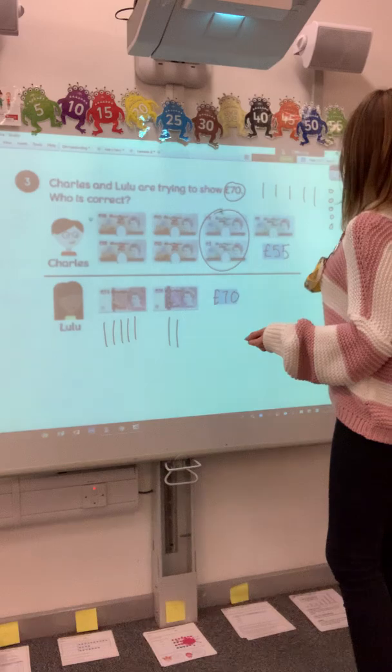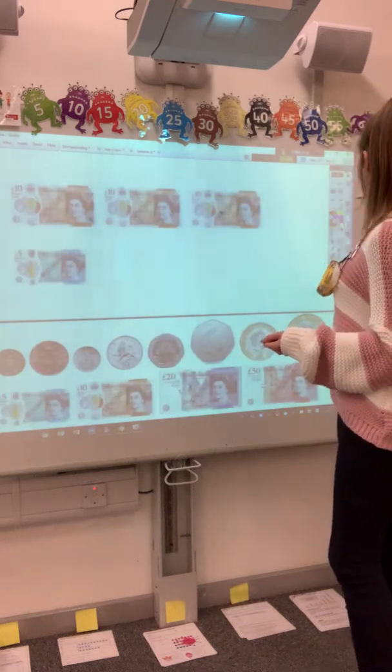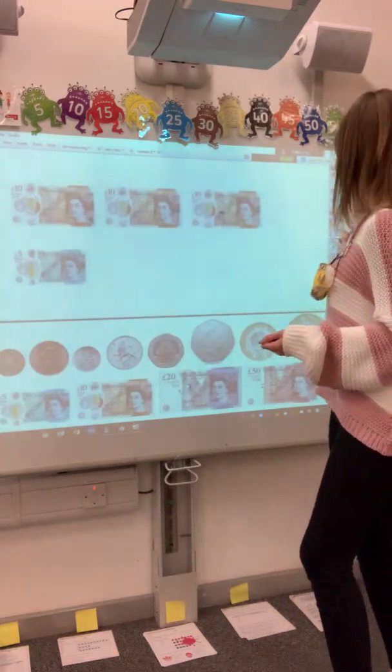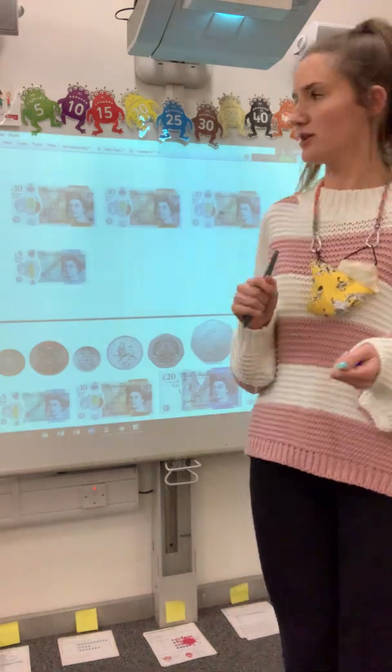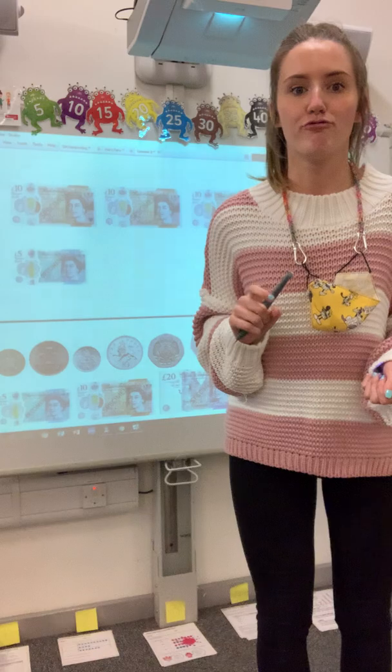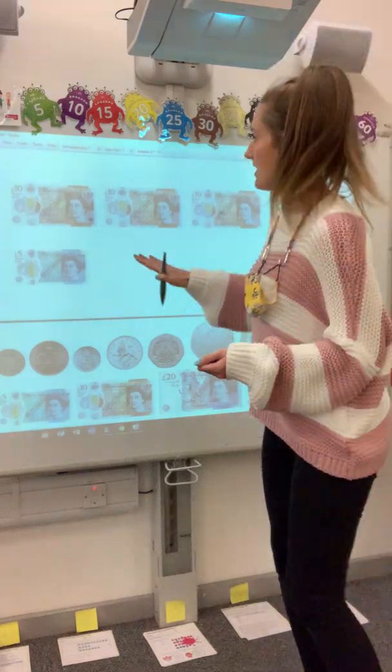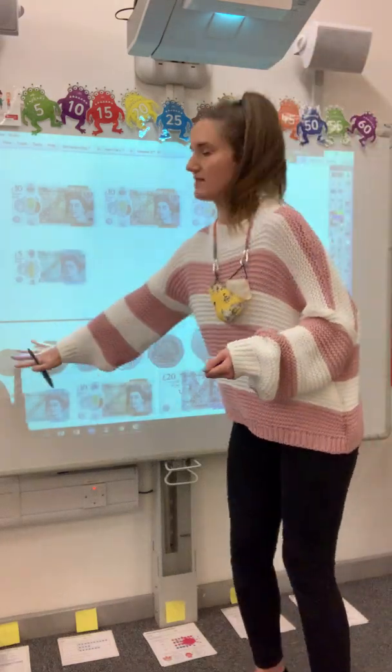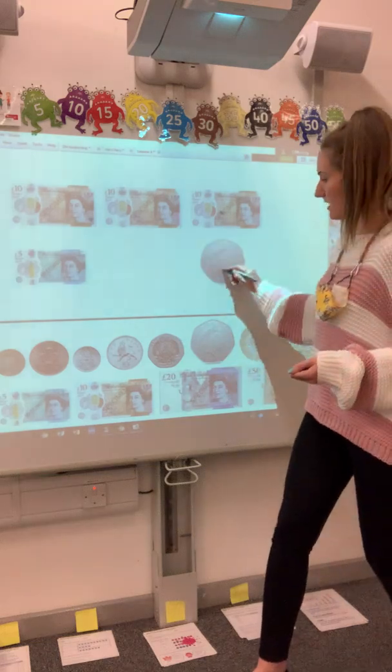Well done. Right, next page. Let's have a look. I have made some of my own for us to practice. Can you see them? Yes, you can. So you might want to pause the video and write the amount in your book.